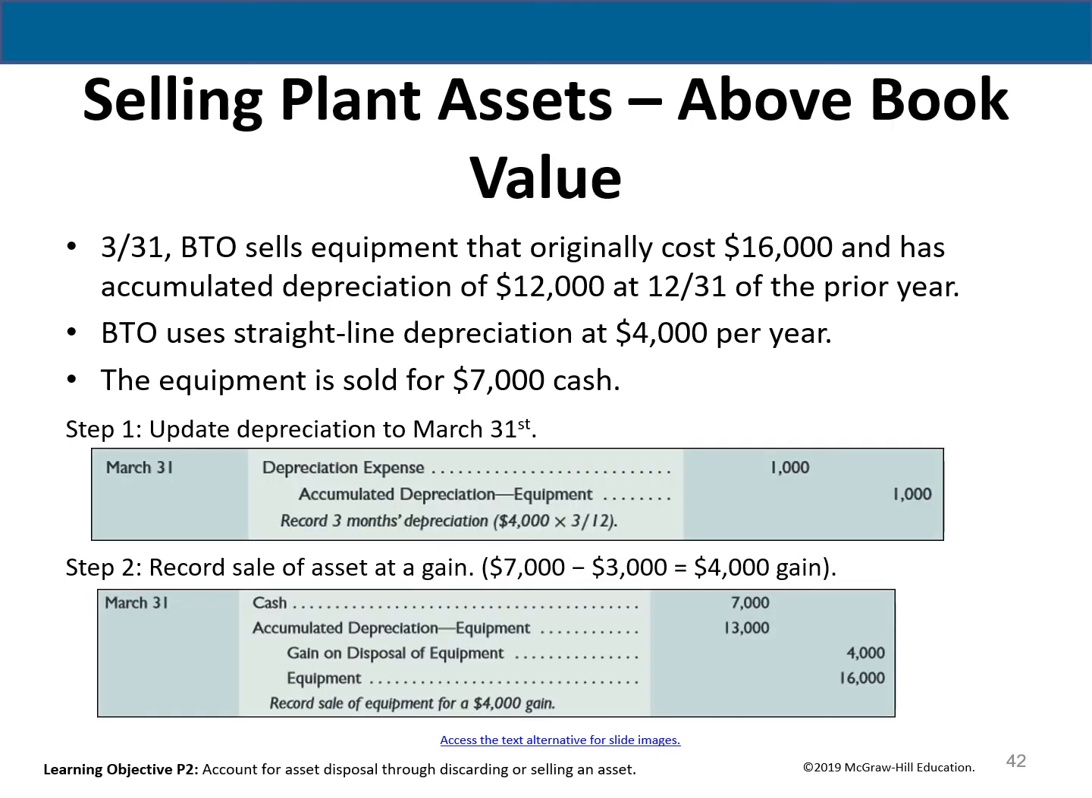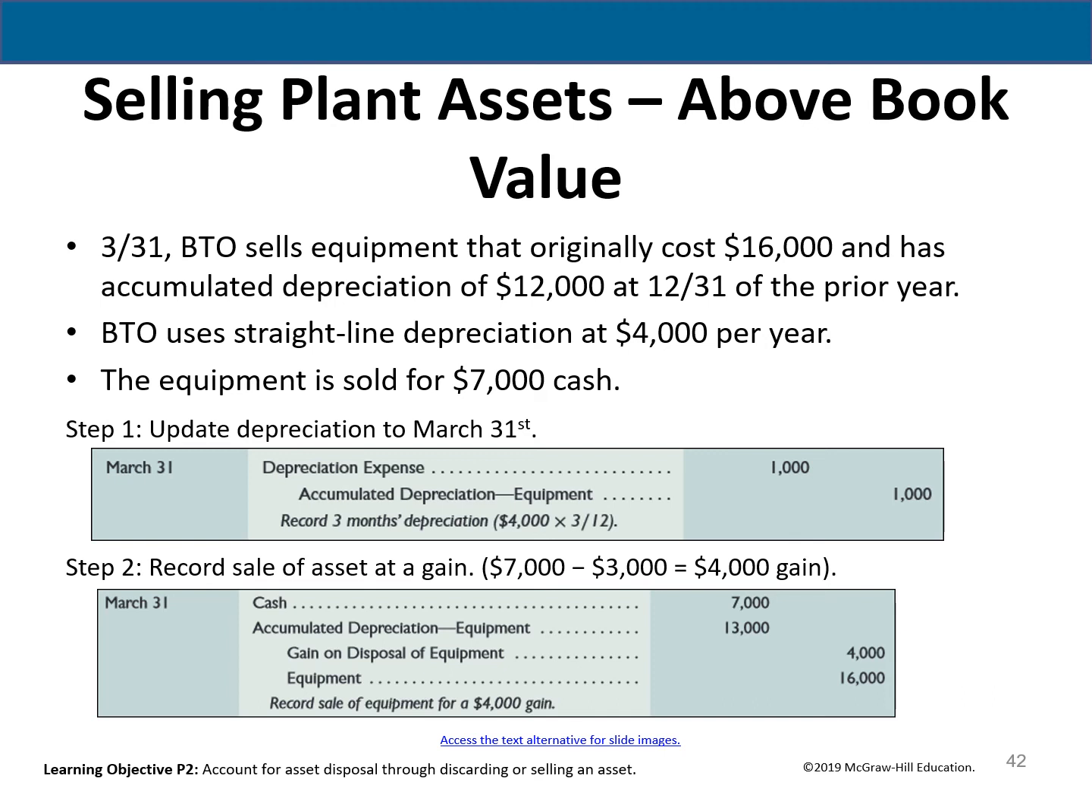But what happens when they sell it now for $7,000? Same information. First, update the depreciation for the depreciation expense related to January 1 to the date of the sale. We're going to credit the equipment for the full cost, debit the accumulated depreciation for the full amount of depreciation taken on this equipment. Debit the cash.